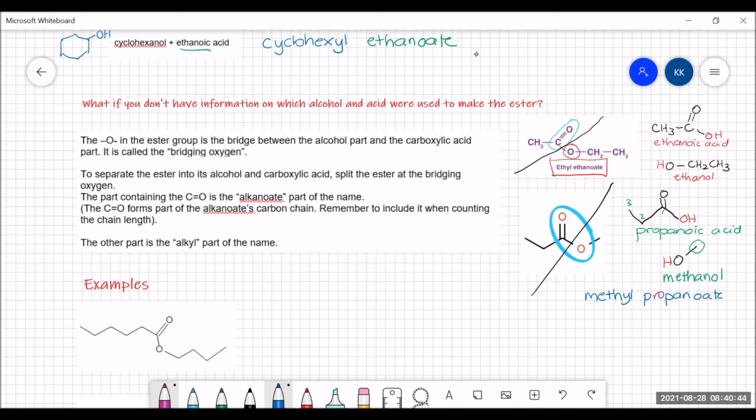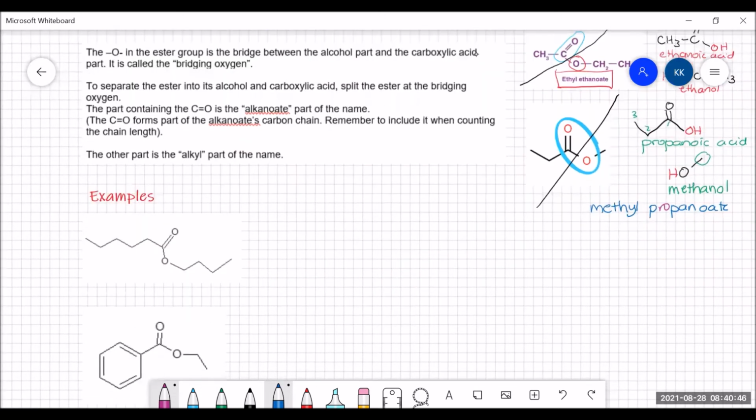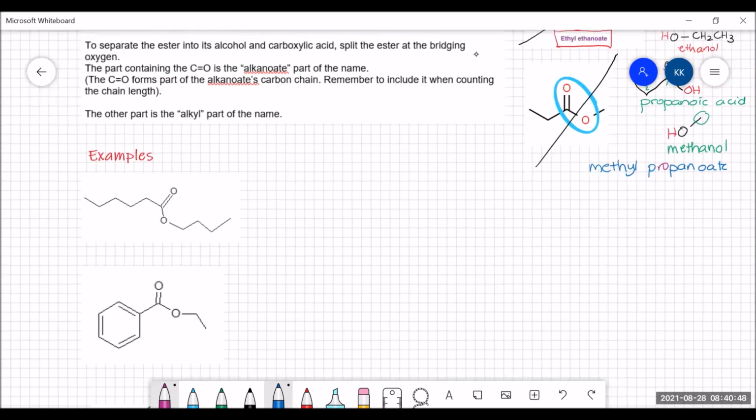All we need to do now is just practice, practice, practice. So here are some examples. Let's look at this first one. We are going to go through and identify the alcohol and the carboxylic acid first. So the ester group, here it is, slash it down the middle. Now draw our two parts.